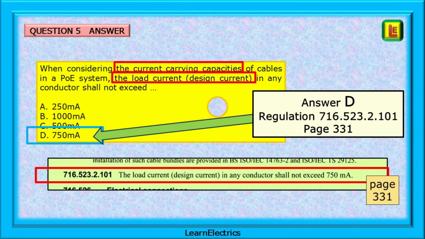You should remember this one. We've already had 750 milliamps for connectors, and now we have 750 milliamps for conductors. And of course, we know that they should be the same maximum current. Why should they be different? If you've found the key words, then you should quickly find the correct regulation and the right answer.